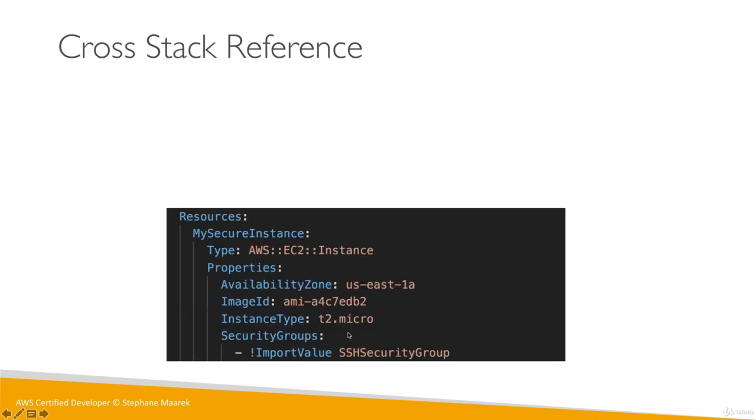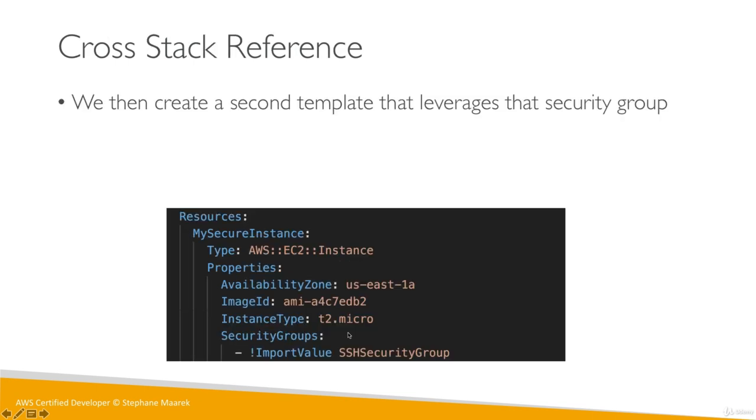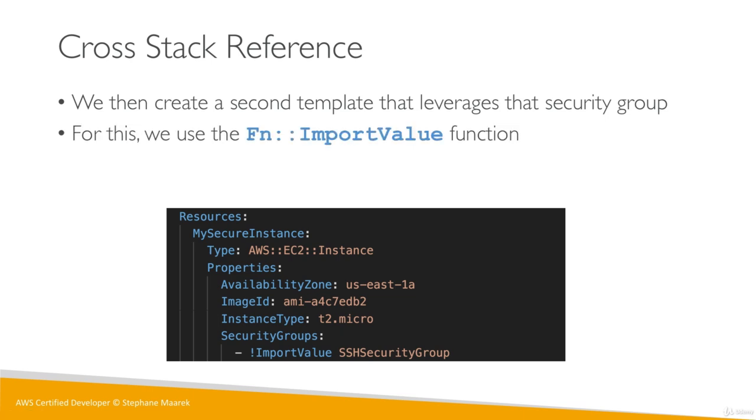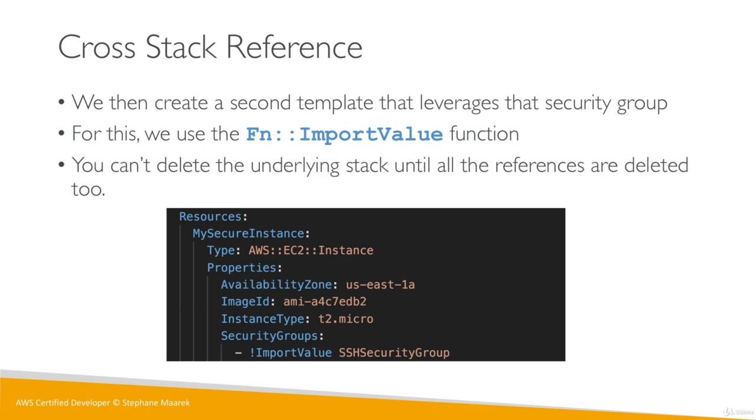So now how do we import that value? Well, using a cross-stack reference. And so we'll create a second template that leverages that security group. And for this, we'll use the Fn::ImportValue intrinsic function. And again, we can't delete the previous stack until this stack is deleted.